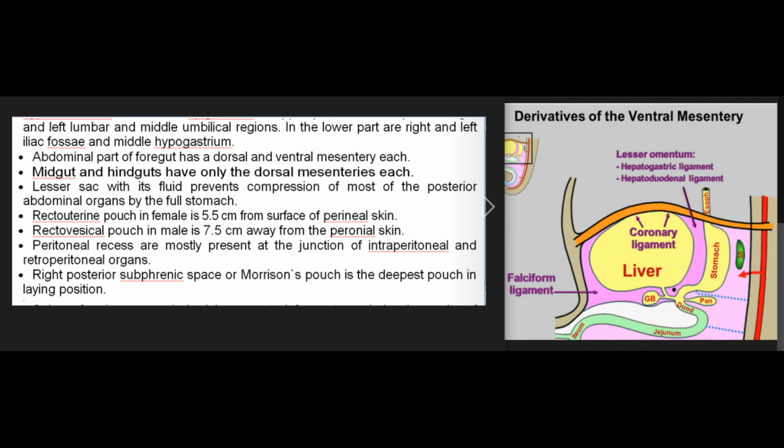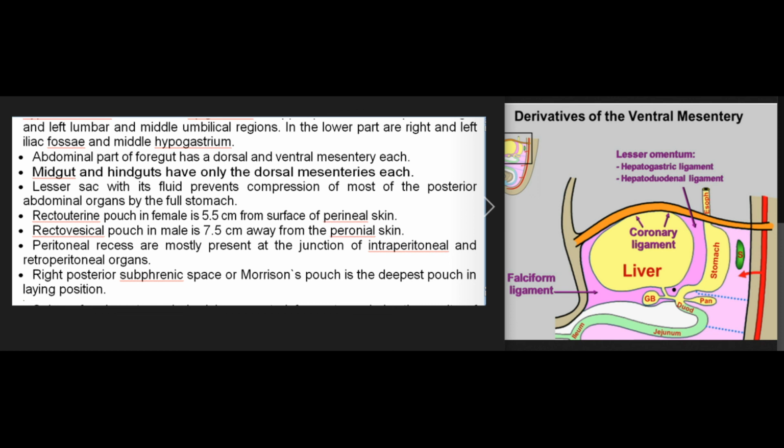The abdominal part of the foregut has a dorsal and ventral mesentery each. Midgut and hindgut have only the dorsal mesenteries each. Lesser sac with its fluid prevents compression of most of the posterior abdominal organs by the full stomach. Rectouterine pouch in females is 5.5 cm from the surface of the perineal skin. Rectovesical pouch in males is 7.5 cm away from the perineal skin.